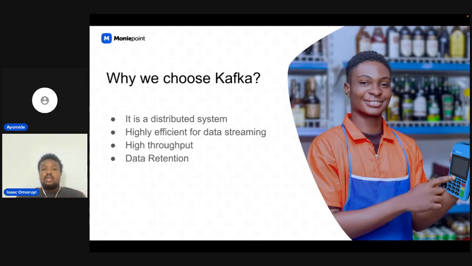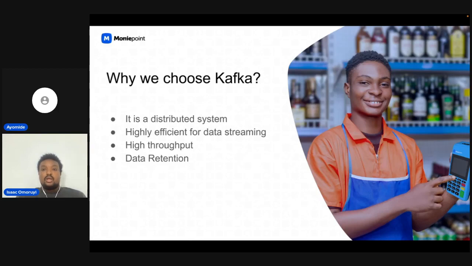Number one, it's highly efficient for data streaming. So if you want real-time data, it's very good for that. It's very fast, so it has very high throughput. It allows for processing of multiple transactions or whatever you want to process at a time.